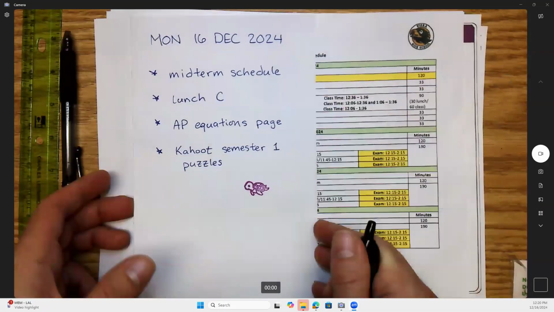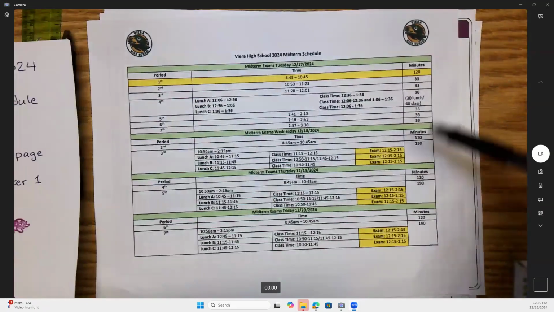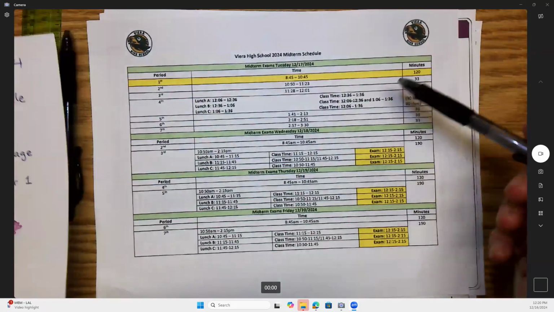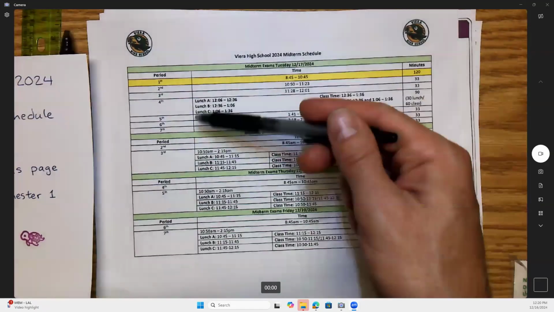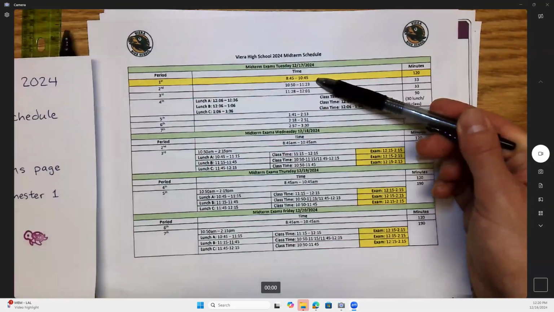Right, midterm schedule. You guys know I posted this to Google Classroom about a week and a half ago. So you guys have that. But let's get a closer look. Today's a regular day. Tomorrow is your first exam. It's going to be first period. Oh, look at that. 2 hour block class right there. 2 hour block class. It's first period.